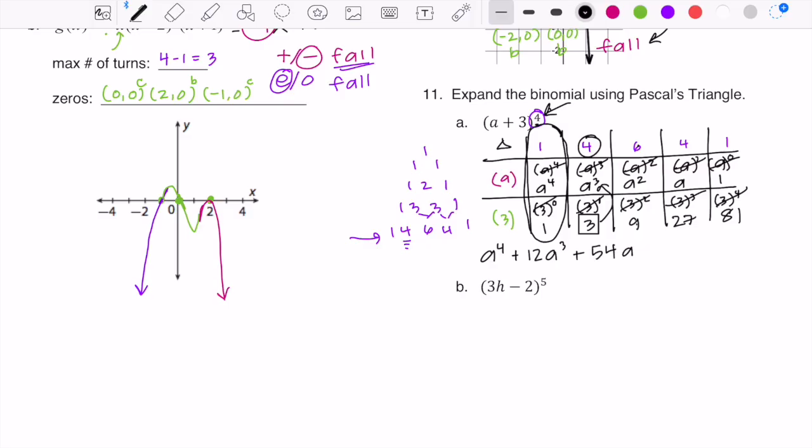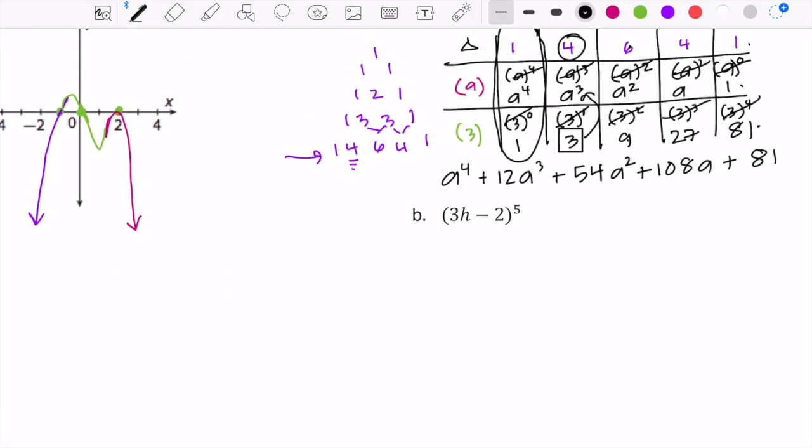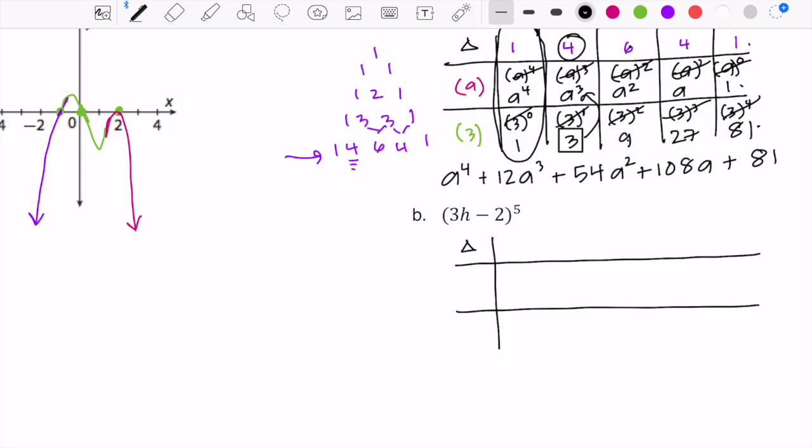And then a squared. And 27 times 4 is 108 times a. And then 81 times 1 times 1 is 81. So that's that one. And then for our very last problem, we're going to do the same exact thing. We're going to set up our triangle and our variables in this chart. So there's the numbers that are going to come from the triangle.